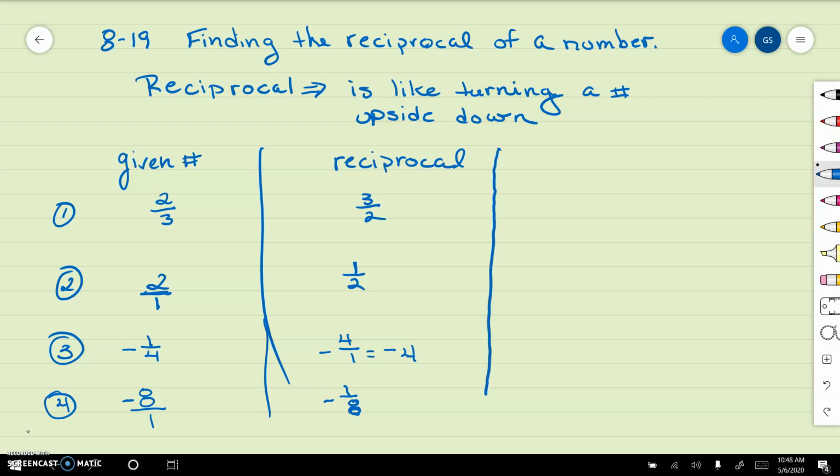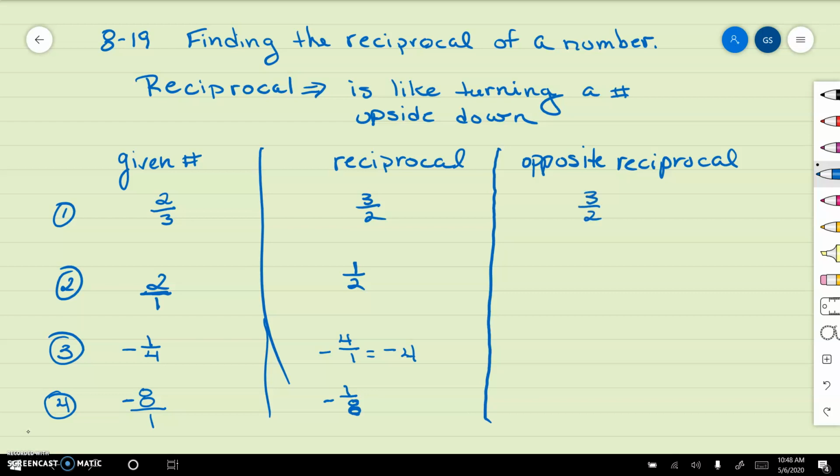Now, I'm going to do what's called the opposite reciprocal. Okay, so what does that mean? Well, an opposite of a number is changing the sign. If you have a +5, the opposite of +5 is -5. Okay? If you have a 7, the opposite of 7 is -7. So all we have to do now is change the sign. We found the reciprocal. Now the opposite reciprocal would be the reciprocal with a different sign.